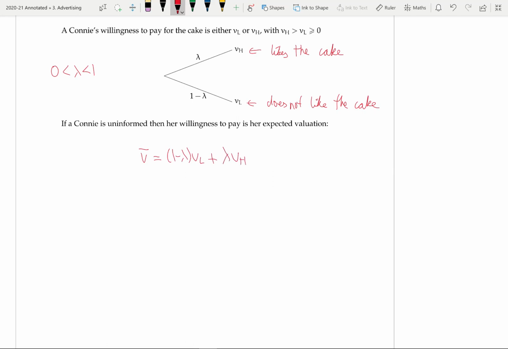So to get the expected value, we just multiply along each branch and add them up. As an example, suppose that VL equals 2, VH equals 8, and lambda equals a half. Then V bar is just half times 2 plus half times 8, which is 5. So you can see that the expected valuation is somewhere between VL and VH. So a consumer that is uninformed is willing to pay something in between the two values they might have if they become informed about their willingness to pay.